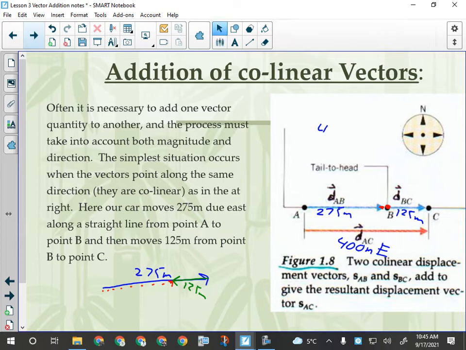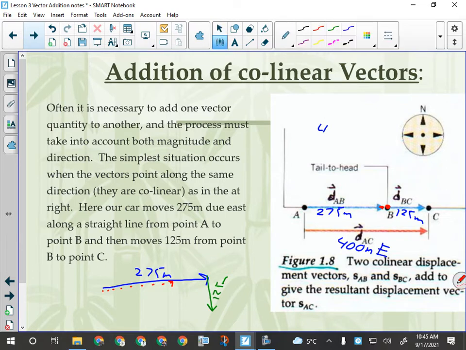What if that one was south? How would I draw it then? Exactly. I still draw it tail to head. I just make it point whatever direction the vector tells me to point. Now, my resultant looks like this. It's always the same process. Put it tail to head, and then at the end, draw a resultant line that connects your initial to your final spot.